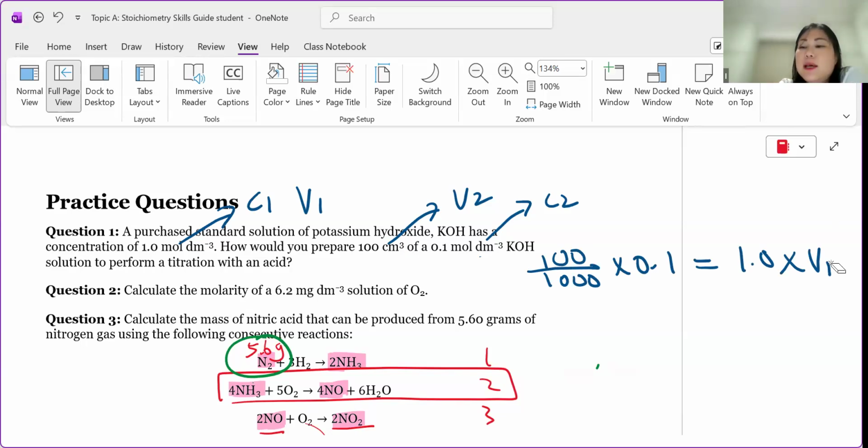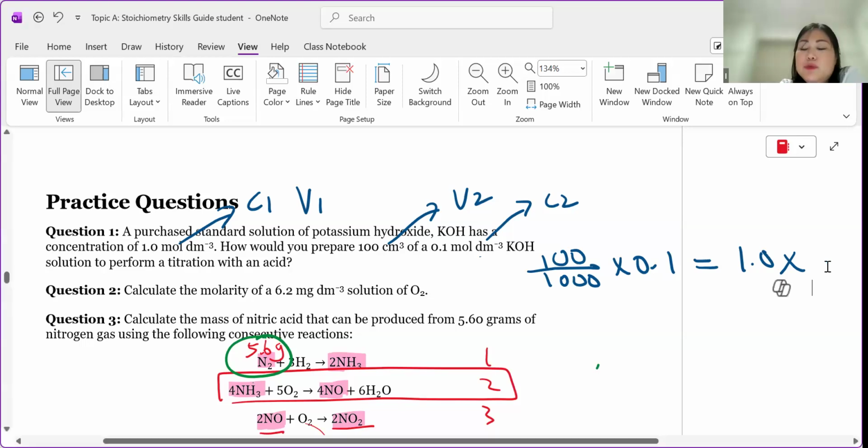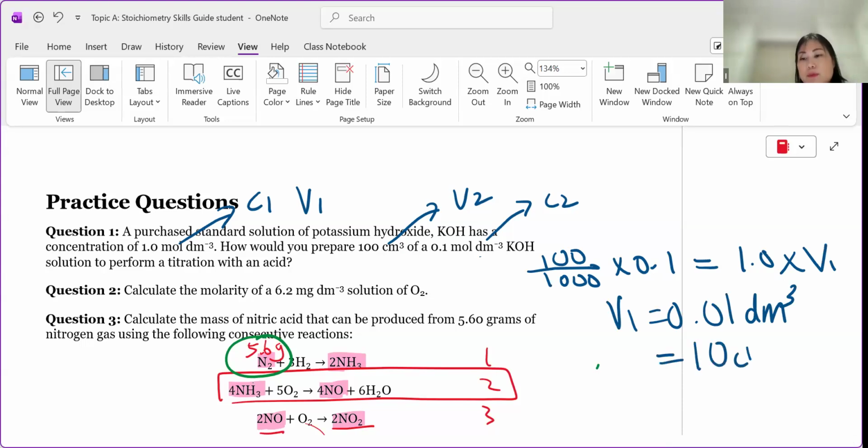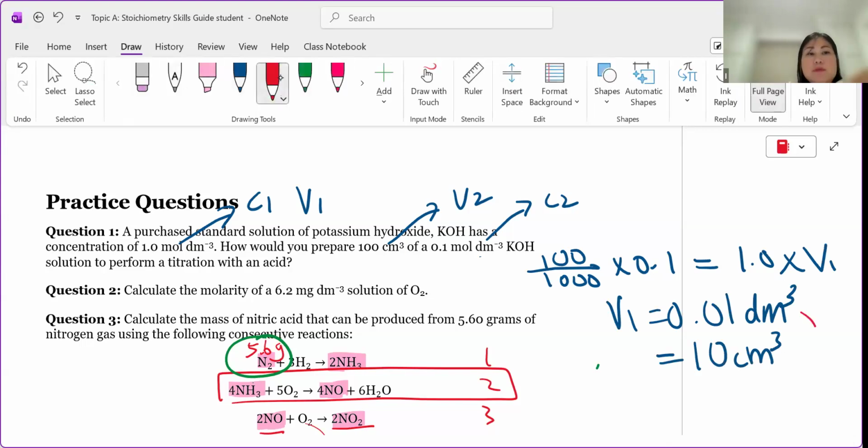If you let V1 be in cm³, then you will get the answer in cm³. In this case, I'm letting my V1 be in dm³. So I will get a value of 0.1 times 0.1 divided by 1. So V1 is 0.01 dm³. But if you want it in cm³, you multiply by 1,000. So it's about 10 cm³. Remember to do this conversion, multiply by 1,000.